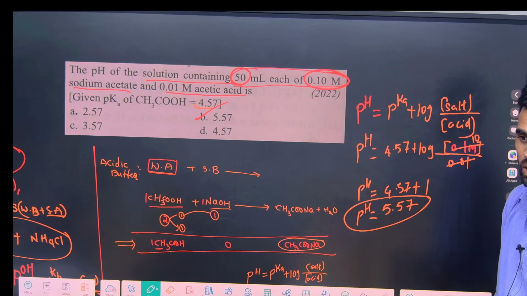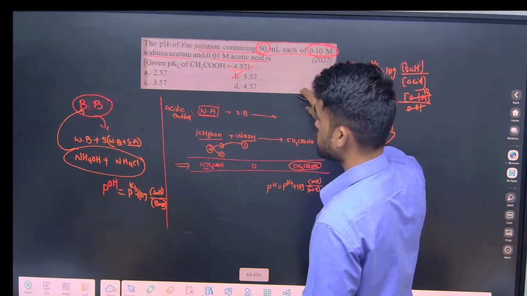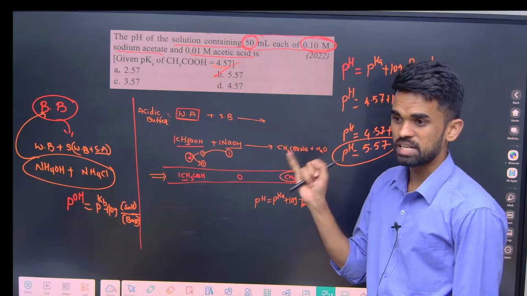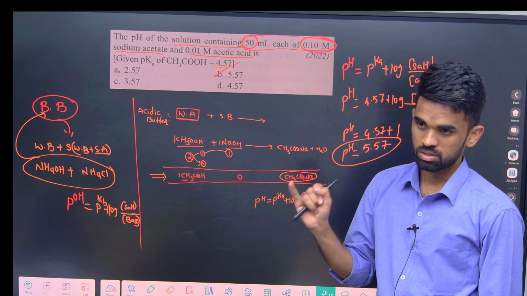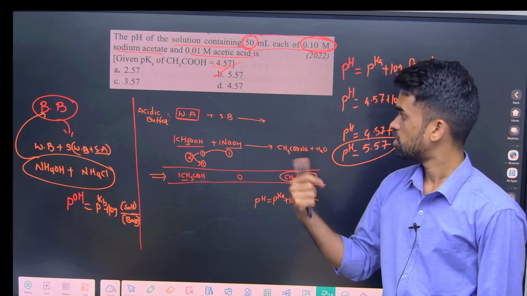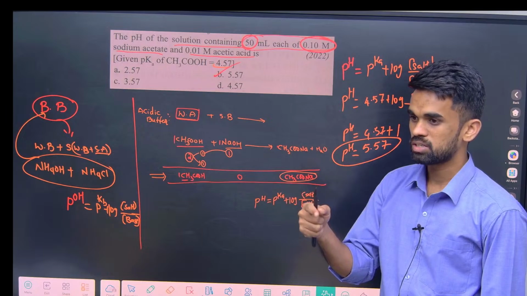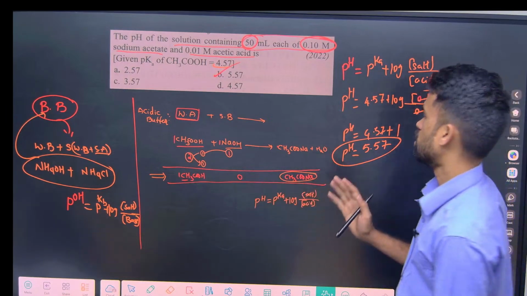Okay, do you get how we are doing it? I hope you got the formulas to be used here. For an acidic buffer, pH is equal to pKa plus log salt by acid. For a basic buffer, pOH equals pKb plus log salt by base. That's it.